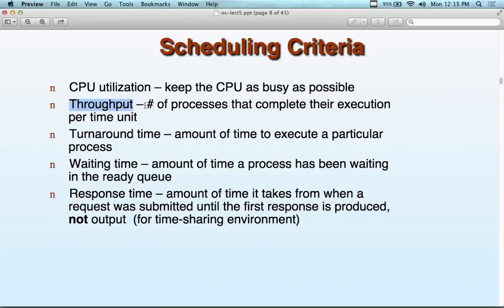Then we have turnaround time, which is the amount of time to execute a particular process. So the process came in at 0, it needed 100 milliseconds, and it took 150 milliseconds for it to complete. So that would be a turnaround time of 150. And the throughput would be 1. CPU utilization would probably be 100 with 50 milliseconds left for something else. What's the something else? It's going to be perhaps context switching, or maybe dispatcher latency, or maybe another thing that got put in there.